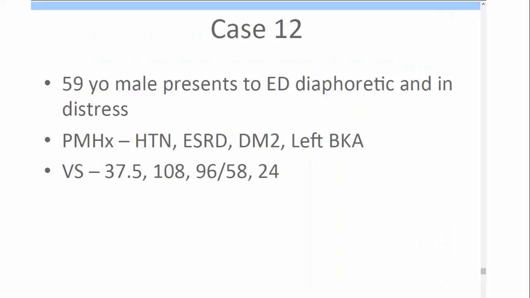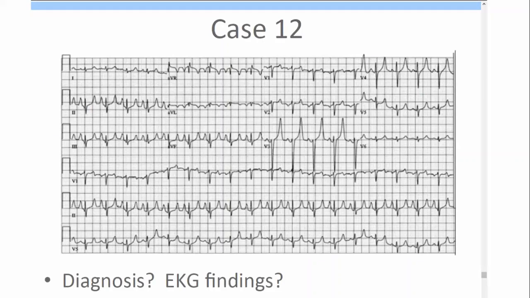Case number 12. I think we have an even dozen on this one. A 59-year-old male presents to the ED diaphoretic and in distress. Past medical history: hypertension, end-stage renal disease, diabetes, and left BKA. Vital signs look okay, but look, the pulse is up and blood pressure is down and there's a little bit of tachypnea happening. Let's take a quick look at the EKG.